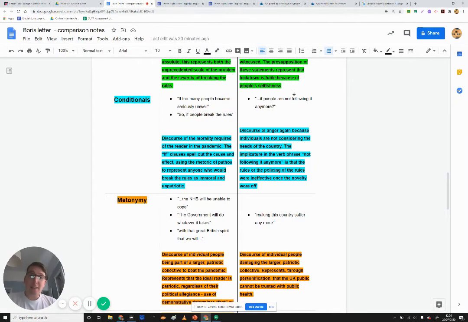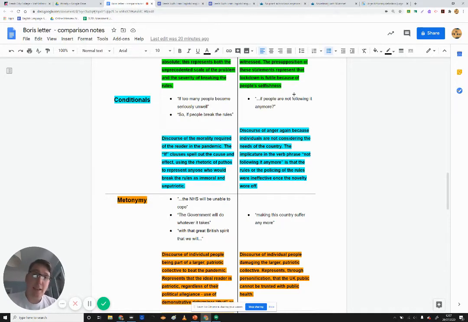In contrast, text B does use a conditional, but actually it uses it to say what's the point if people are not following it anymore. So in this example, it's focusing on the effect. It's not focusing on the actual cause of something. It's focusing on nobody's following it anyway. So in terms of discourses, in terms of how these are represented, we can talk about them.